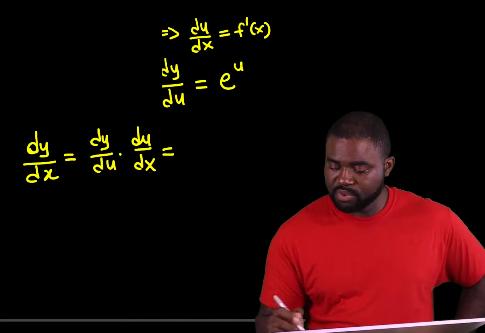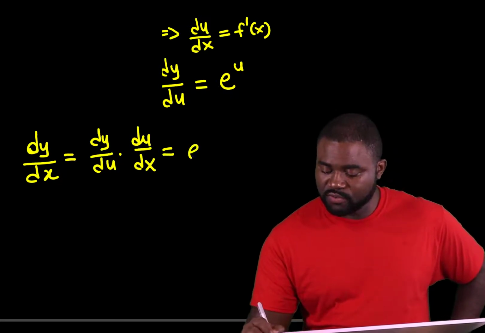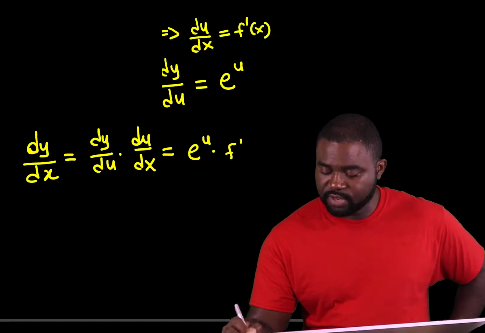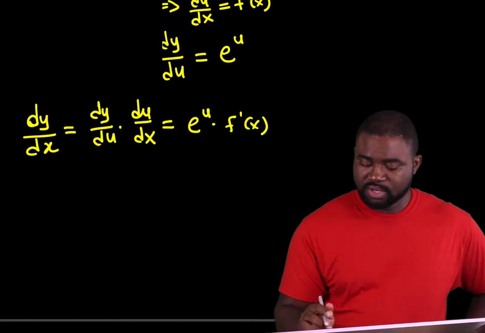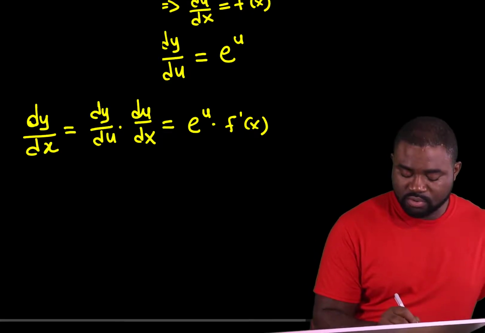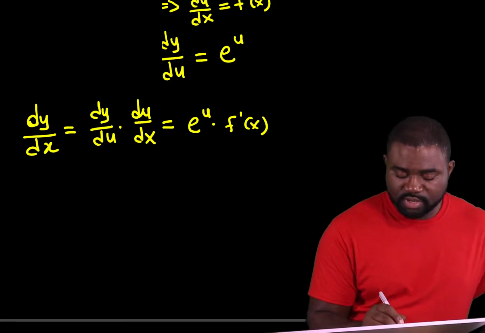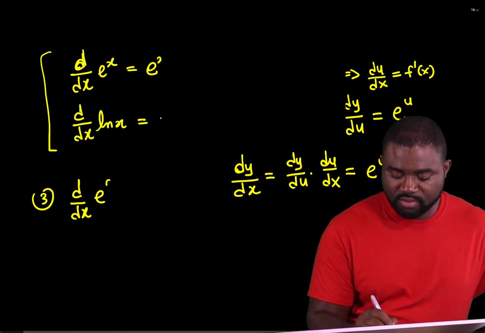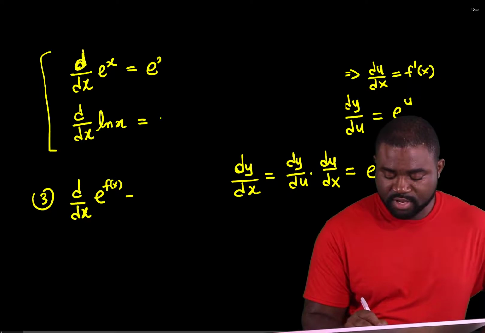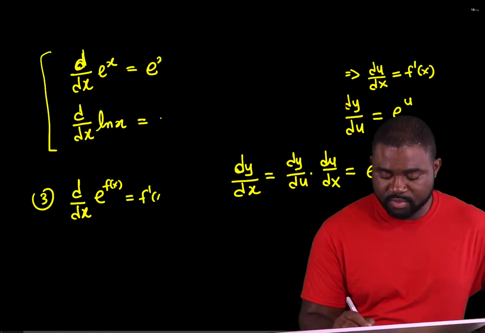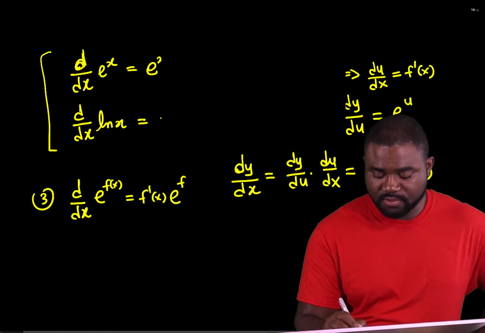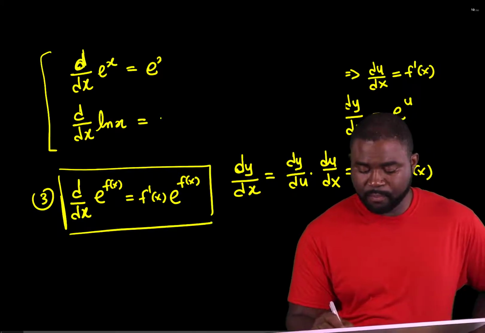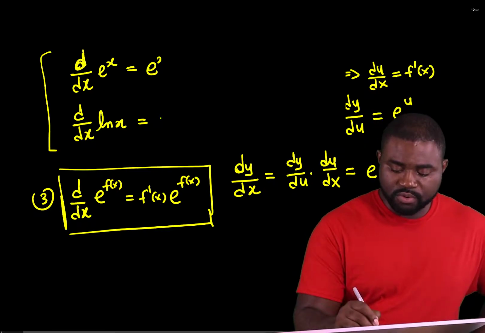So this will be equal to dy du is e raised to the power u, du dx is just f prime of x. So therefore, we can conclude that the derivative d dx e raised to the power f of x is just going to be equal to f prime of x e raised to the power f of x. This is important. It's worth knowing.